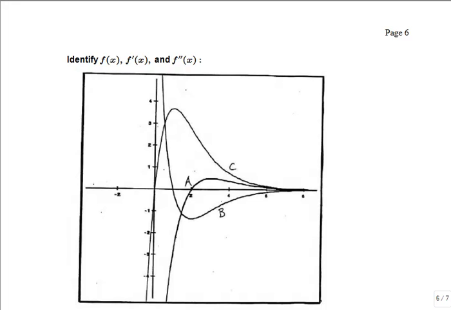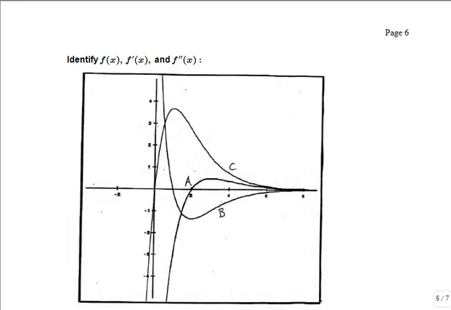All right. This next example is a little bit different. Here we have 3 graphs given to us, A, B, and C. And one of these is the original function f, one of these is the first derivative f prime, and one of these is the second derivative. And we need to figure out which is which. So how are we going to decide which one is which?